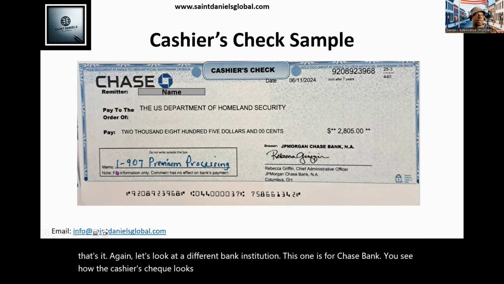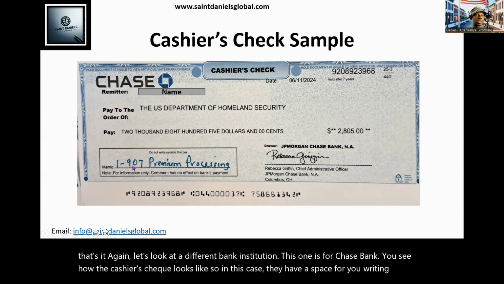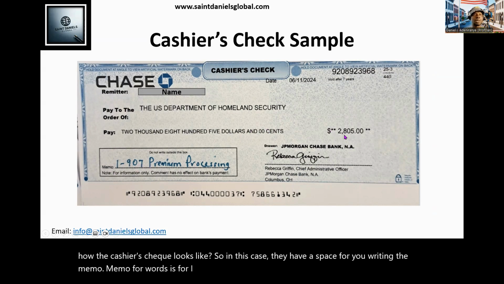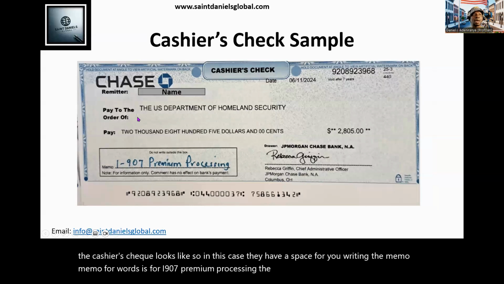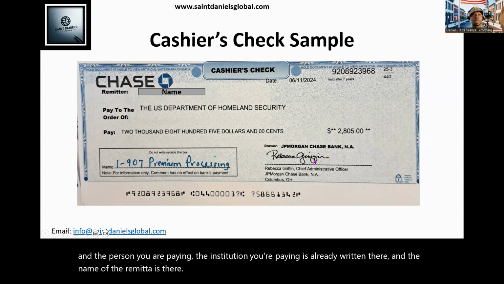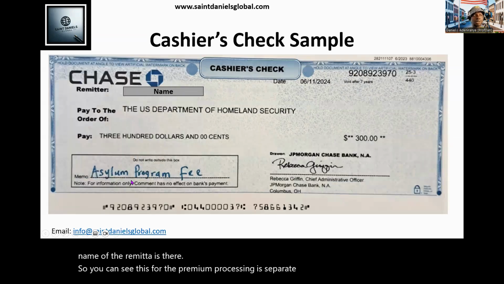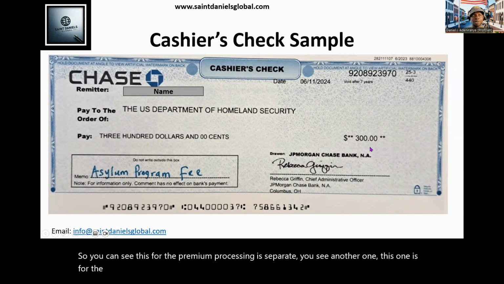In this case, they have a space for you to write the memo. Memo for what? It's for I-907 premium processing. The exact amount is already there, and the institution you're paying is already written there, and the name of the remitter is there. So you can see this for the premium processing is separate. You see another one. This one is for the Asylum program fee, $300, on a separate cashier's check.